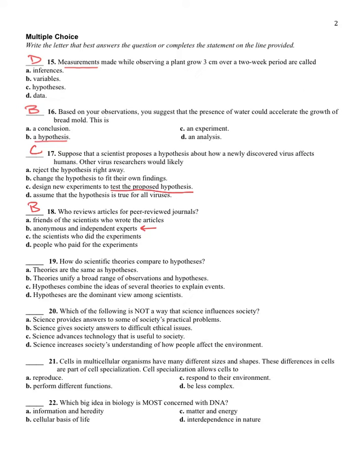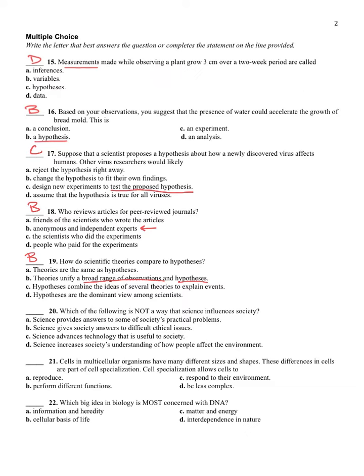Like you looked at on the first page of the study guide, theories unify a broad range of observations and hypotheses. So the correct answer here is B, and it's because a theory is a large scientific idea that is well supported.